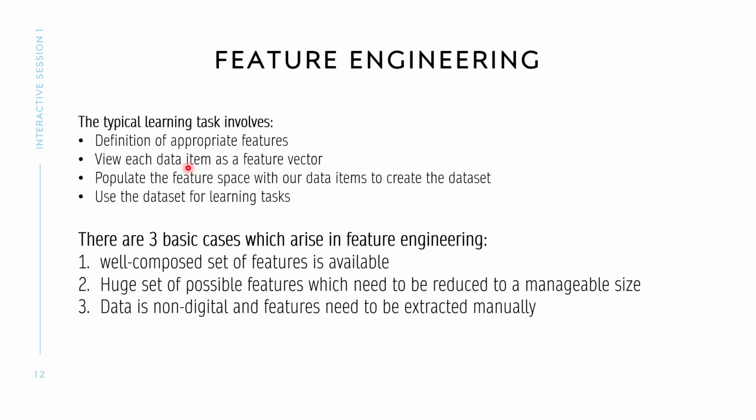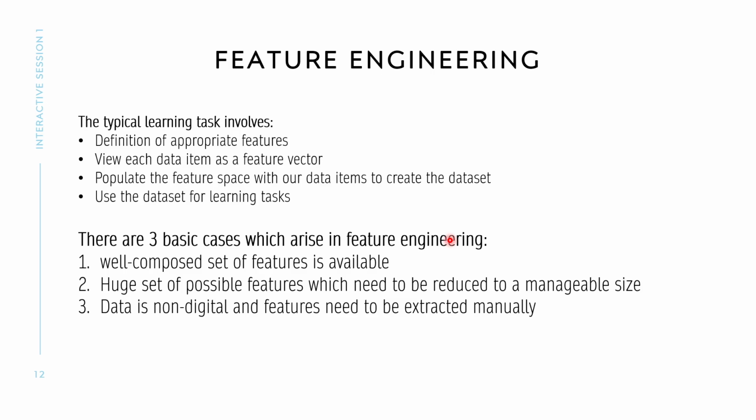Now, in order to define these features, I need to do something called feature engineering, right? Feature engineering involves the definition of appropriate features and defining each object as a feature vector. There are three basic cases which can arise.